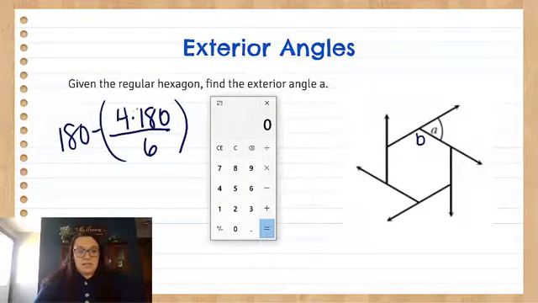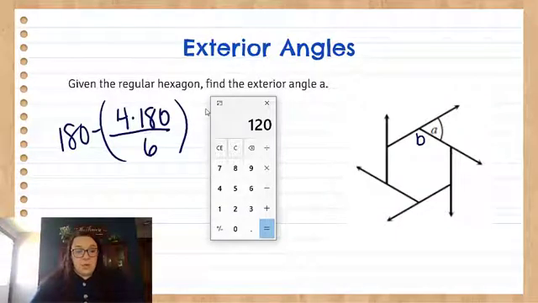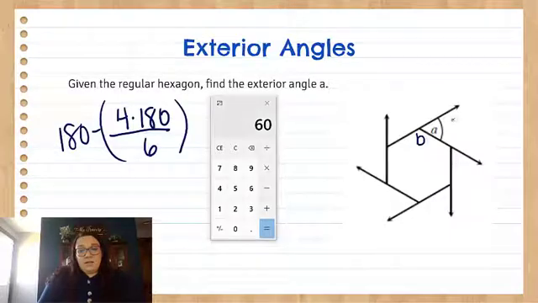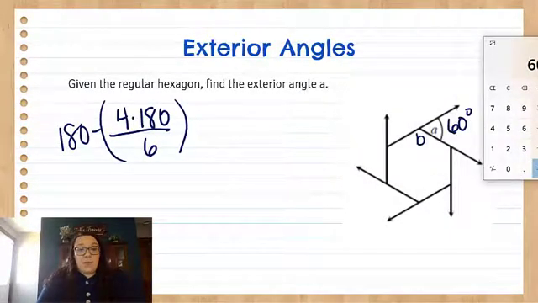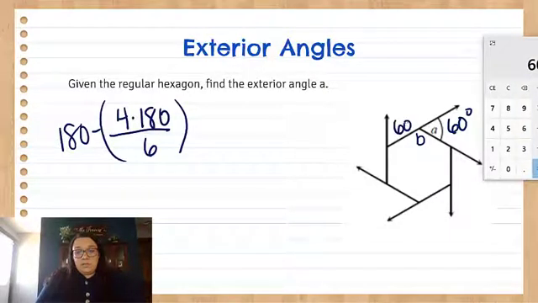So let's see, in the inside here, I've got 4 times 180 is 720. I'll divide that by 6, and that gives me 120, 180 minus 120 is 60. So my angle on the outside here is 60 degrees. We're going to notice something about exterior angles now. So each of these are congruent. They're all 60.